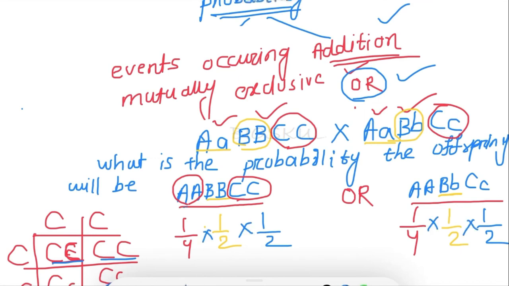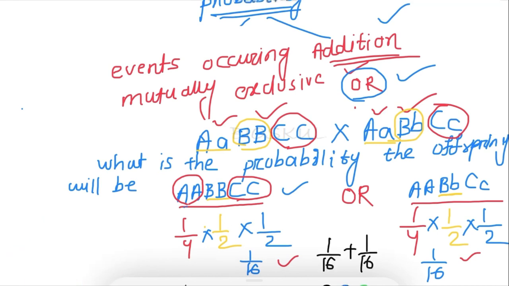But here, look at A, B, and C. What we get are independent of each other. So I have applied the multiplication rule, and we get 1 upon 16 and 1 upon 16. So what is the probability that this offspring or this offspring will be obtained? It is 1 upon 16 or 1 upon 16. So now apply the addition rule. What is the final answer? It is 2 upon 16 or 1 upon 8.